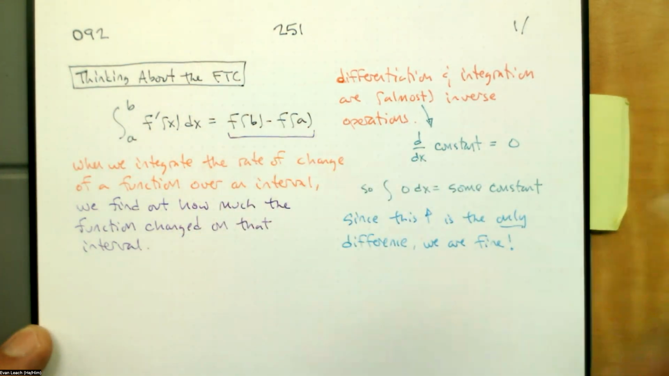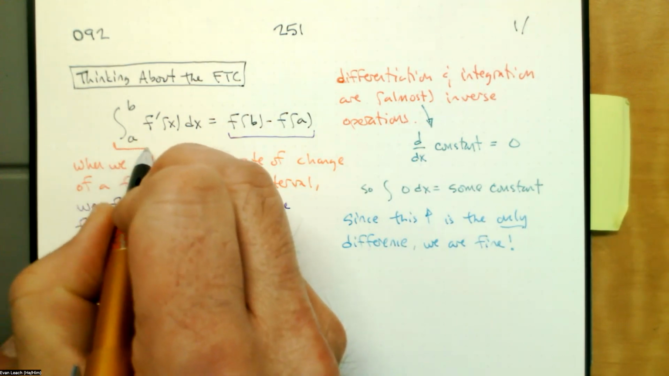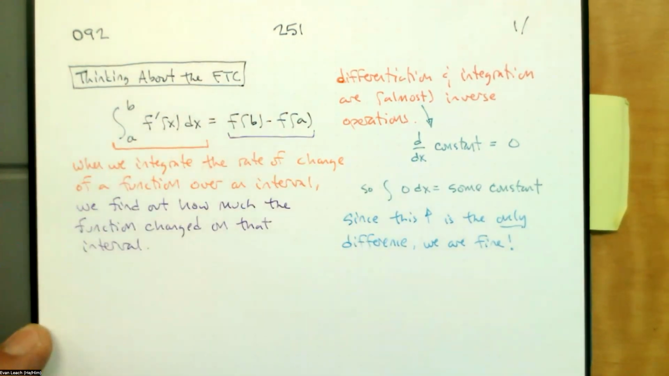There's how much the function changed. Here we are integrating the rate of change of f, and f of b minus f of a is how much the function changed on that interval. This is not a new idea.